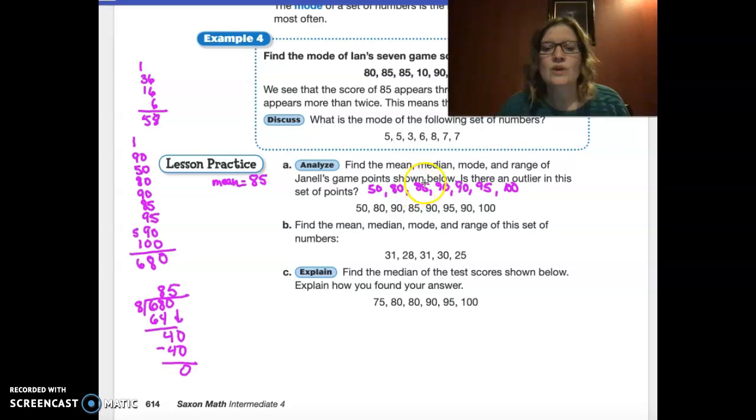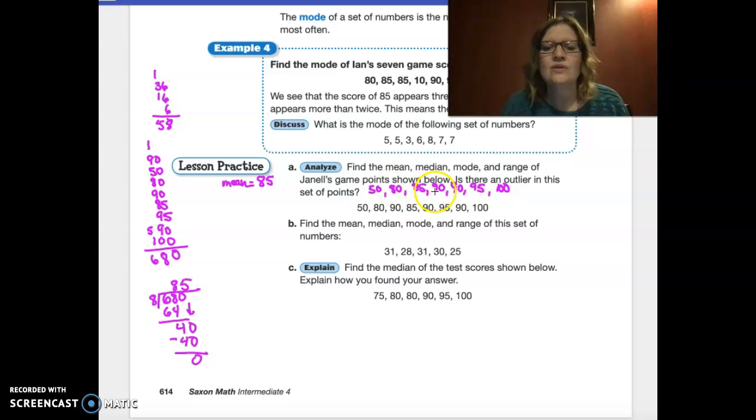So 1, 2, 3, 4, 5, 6. 1, 2, 3, 4, 5, 6, 7. I'm feeling like I need one more 90 in there. This little 90 always gets left out. So we're going to erase our little 90. I'm like, this just does not feel right. So my poor little 90 has always been lost. So there we go, 90, then 95, and then 100.